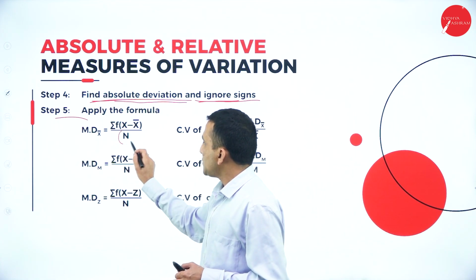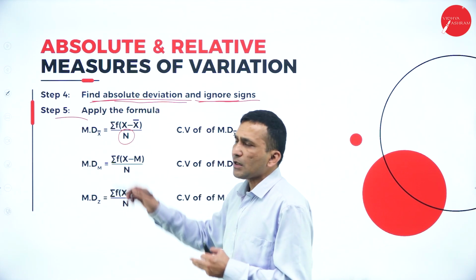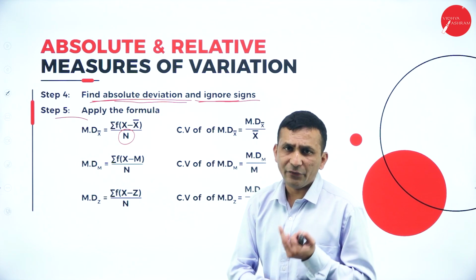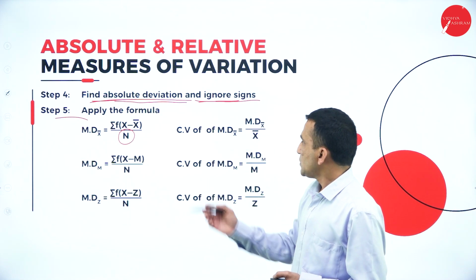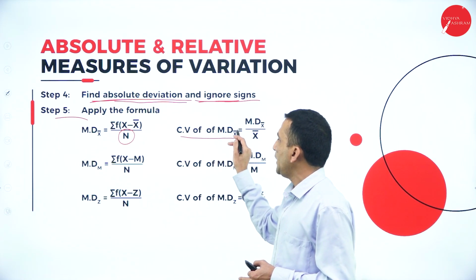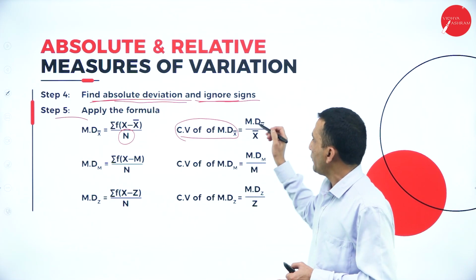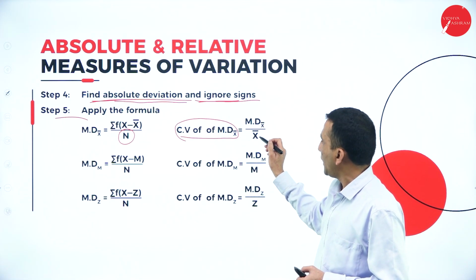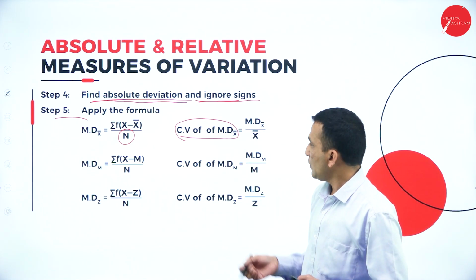So divided by, instead of writing small letter n, we are writing capital letter N. Why? Because the frequency is given, that's why we are writing capital letter N. So when we are trying to do the relative measure, coefficient of mean deviation of mean, same thing: what we calculated as absolute, we write as numerator, and in the denominator we write x bar, because with the help of x bar only we are able to solve this.